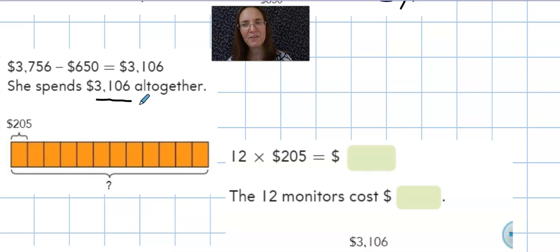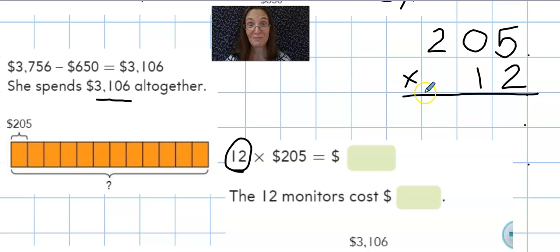But now we need to figure out how much did she spend on those monitors? This looks like a multiplication problem to me. If each monitor is $205 and she bought 12 of them, how much did they all cost? So let's do some multiplication just like you learned in this chapter. I'm going to put the single ones on this row. Just give a little abbreviation there.